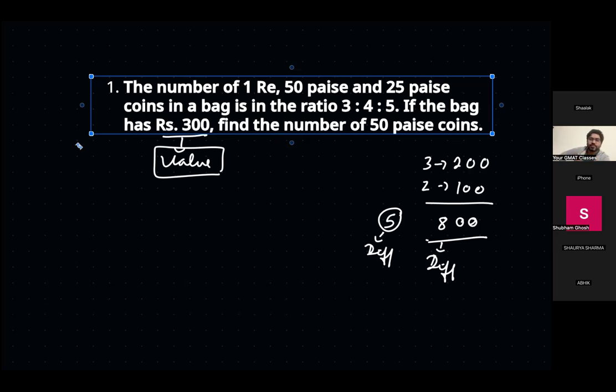I'm just giving you an example of how 800 came up, just like how the number of notes and value are two different things. So if you have three 200 rupee notes and two 100 rupee notes, you have five notes, but the value of those notes is 800. So I just wanted to differentiate the values.